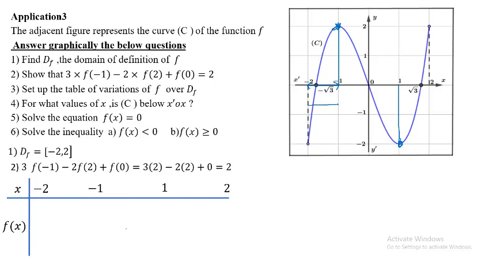Now over the interval [-2, -1], it is very clear that f increases. Increases from which value? From the value -2 reaching to this point, i.e. it reaches the value 2. Over the interval [-1, 1], it is very clear f decreases. It decreases from the value 2 reaching to this point, i.e. the value of f of x equal to -2. And now over the interval [1, 2], f of x increases from -2, reaching the value 2. This is why the end value here is 2. This is the table of variation of f over its domain of definition.